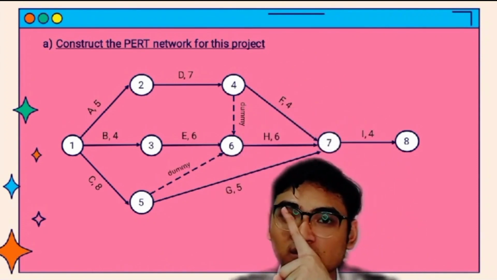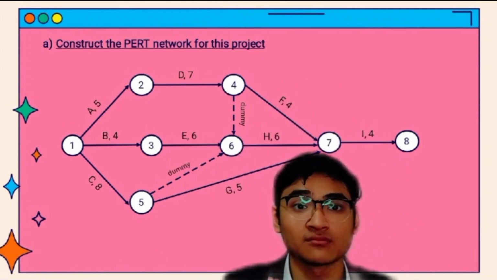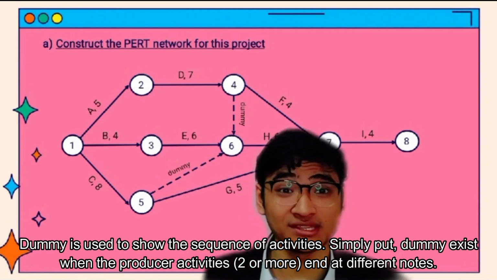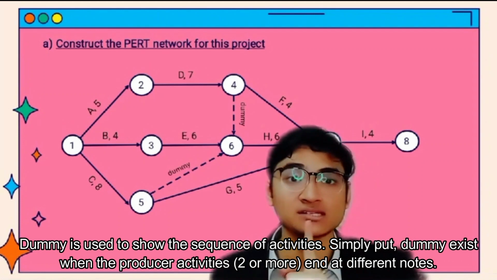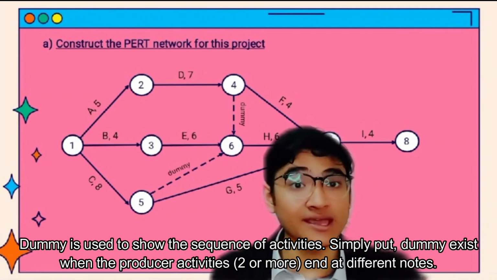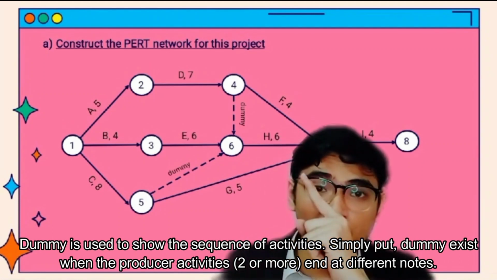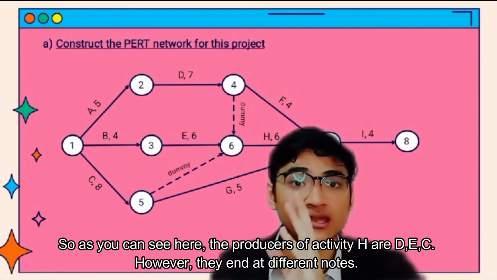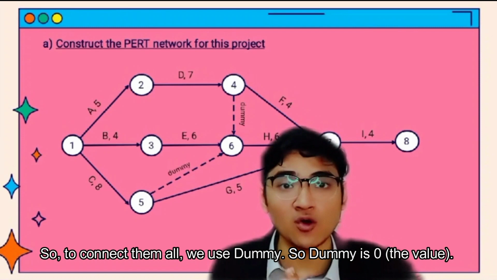What are the dotted lines? That is called a dummy. So what is a dummy? A dummy is used to show the sequence of activities. Simply put, the dummy exists when the producer activities end at different nodes. As we can see here, to produce H the producers are D, E, C. However, they end at different nodes. So to connect them all, we use a dummy.